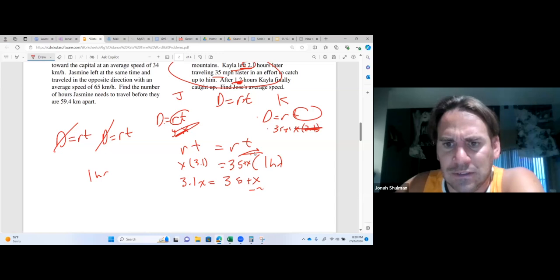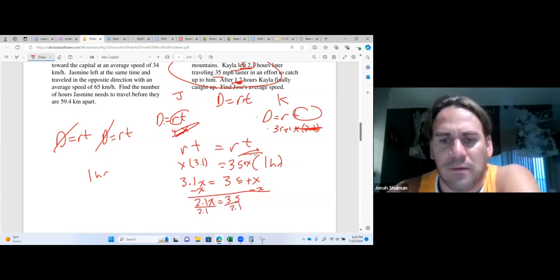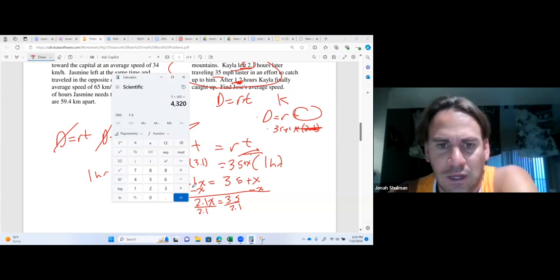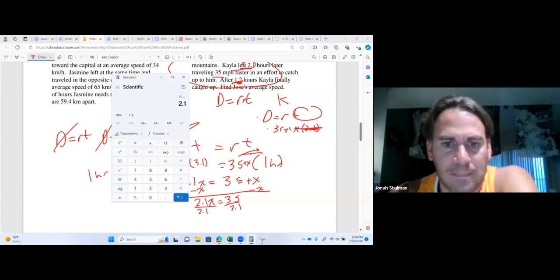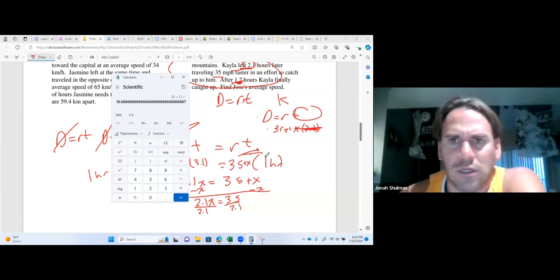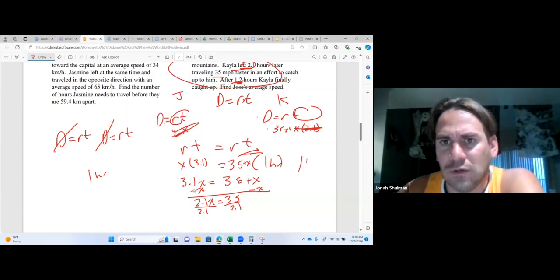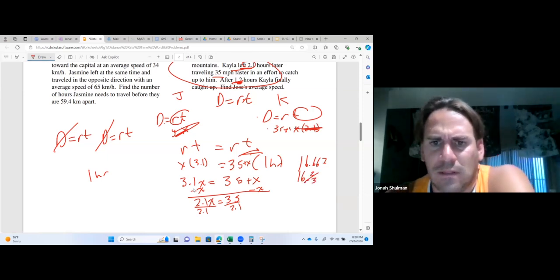Now I minus the x from both sides. So I have 2.1x, which makes sense, equals the 35. So we divide this by 2.1. All right, so what is 35 divided by 2.1? So I know that she is going 16.667 or 16 and 2/3.